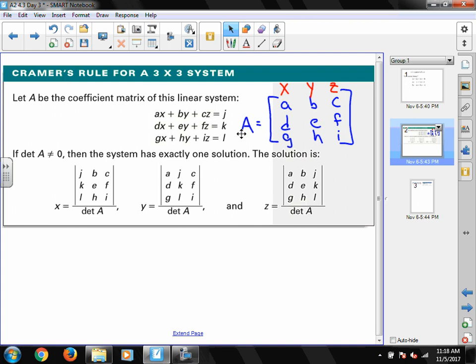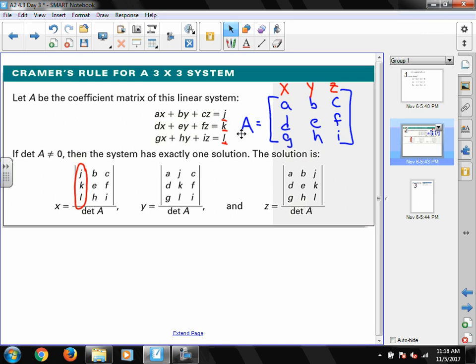Then, to find your X, just like we took out the coefficients of X before, we're going to take out the coefficients of X. Now we're taking out 3 of them instead of just 2, and we're going to replace them with what they're equal to, J, K, and L, and those are all going right there where our X values were. Then we take the determinant of that and divide it by the determinant of our coefficient matrix A.